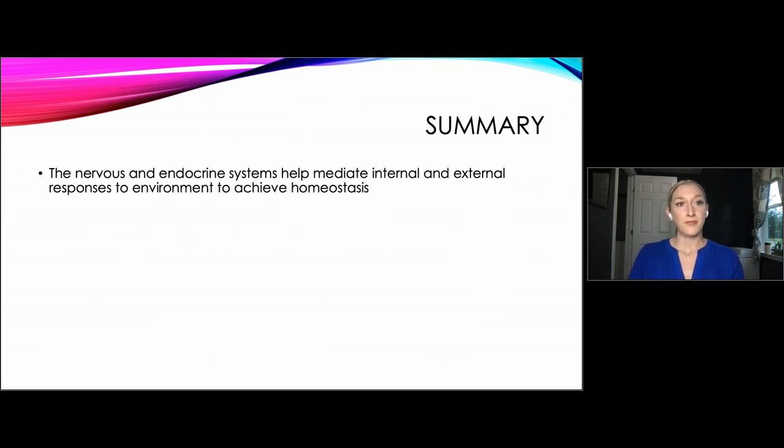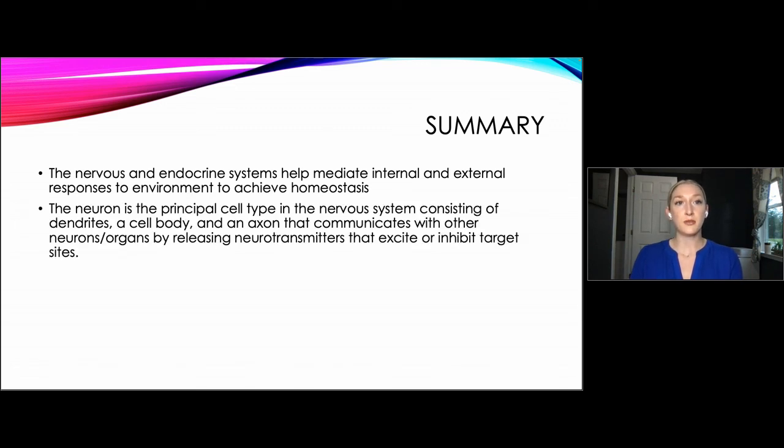So in sum, the nervous and endocrine systems help mediate internal and external responses to the environment to achieve homeostasis. The neuron is the principal cell type in the nervous system, consisting of dendrites, a cell body, and an axon that communicates with other neurons or organs by releasing neurotransmitters that excite or inhibit target sites.